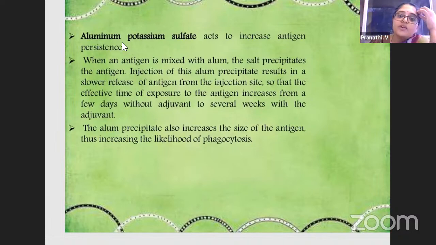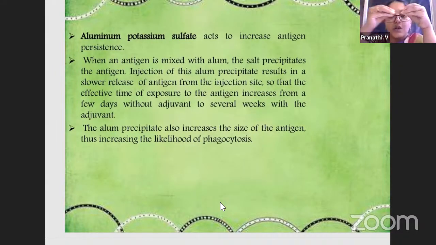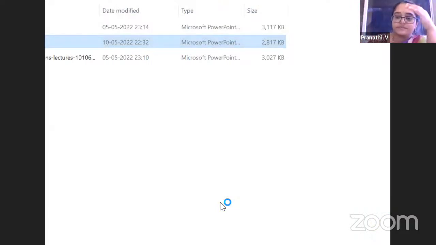And you have alum, common alum, potassium aluminium sulfate, which increases the antigen persistence. So this antigen mixed with alum salt precipitates at the injection site. Slowly this will go inside, and it will take time for the cells to be exposed to the particular antigens, and then you have the memory cells that are going to be triggered.